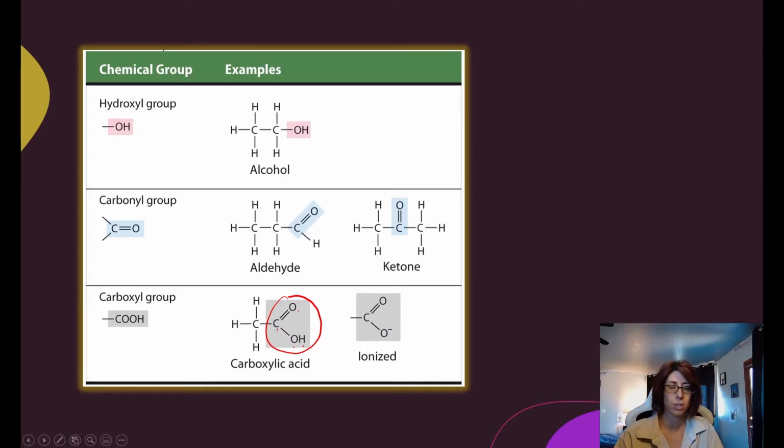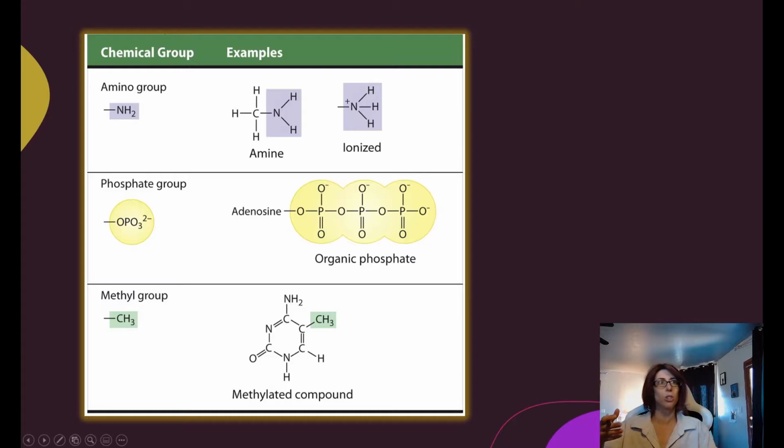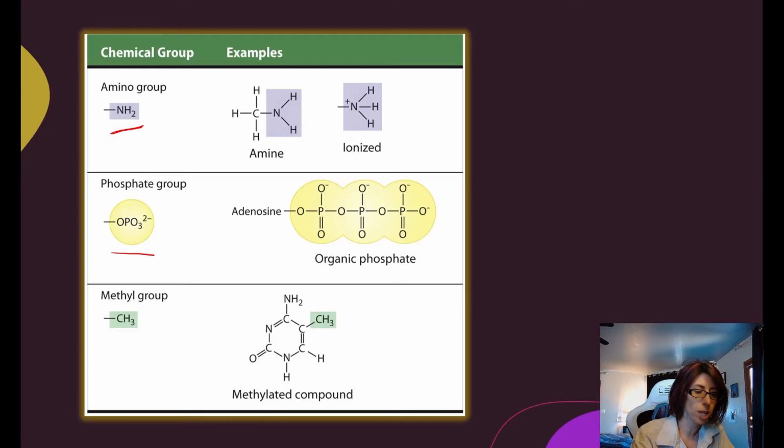Remember, polar things dissolve in water. Okay, here's a few more functional groups. You have amino groups, phosphate groups, and methyl groups. Methyl is a little bit like methane, right? Carbon surrounded by hydrogens. Also, notice how many negative charges are on phosphate groups. There's a lot of electrons there. So these are all functional groups that you will see repeatedly throughout biological molecules, and you'll have to understand how they work and what their properties are. And we'll get into that as we go through our biological molecules in this video series.